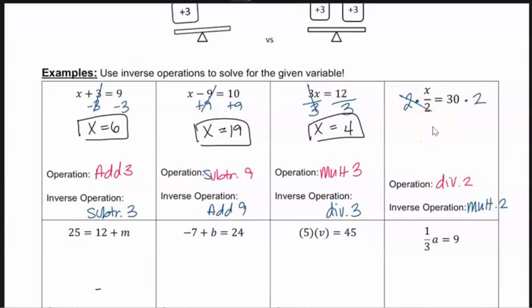Now these 2 cancels out. 2 divided by 2 cancels out, which leaves me with my x by itself. And then 30 times 2 is 60.